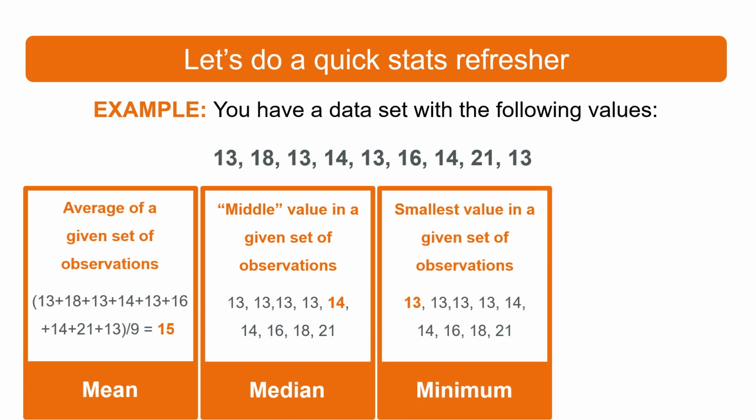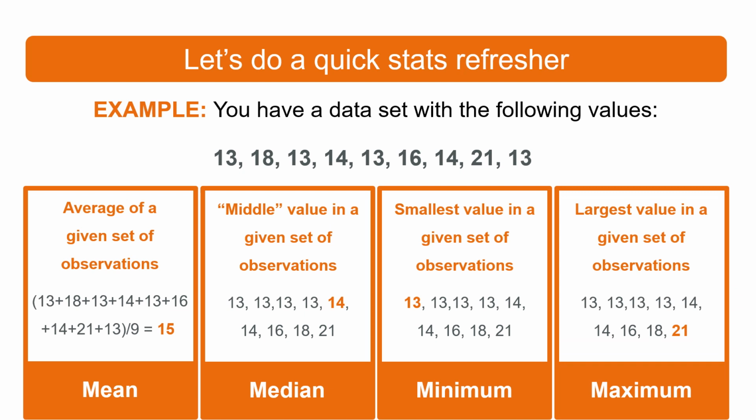Next is the minimum value, which is the smallest value in a given set of observations. For this data set, that would be 13. Finally, the maximum, which is the largest value in a given set of observations. For this data set, that would be 21. Calculating the minimum and maximum can help you identify any outliers, any value outside the range of which you would expect. For example, if you had any negative values, calculating the minimum would help you catch that.